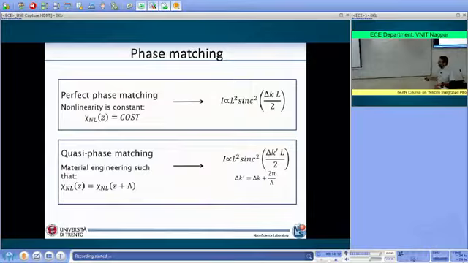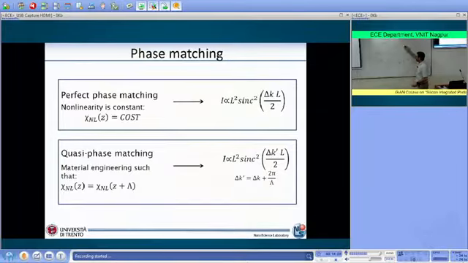Okay? So what does it mean? It means that the longer the material, the higher the intensity of the generated photon. Okay? The more different from 0 the phase matching condition delta K is, the smaller the generated photon intensity. And so the optimum situation is the one where delta K is equal to 0.